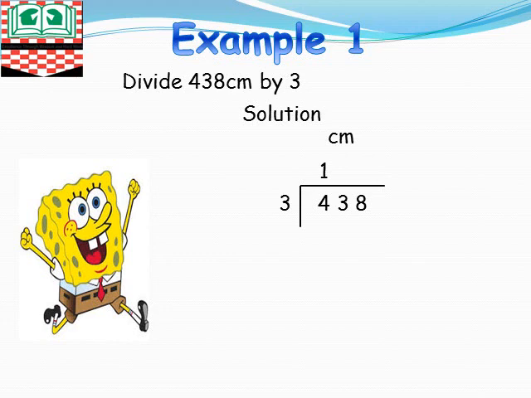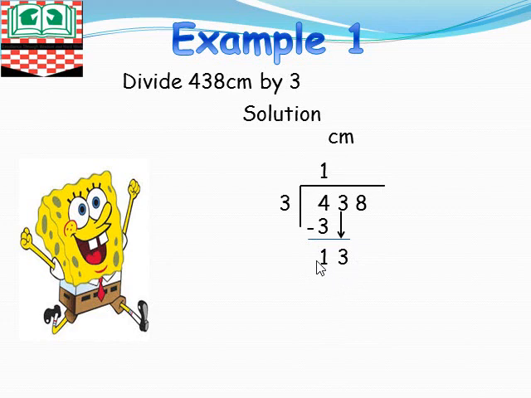Now the next thing is what? Multiplication. 1 times 3. This 1, which is the answer we got, times 3 gives us 3. Then what's the next step? Subtract. So 4 minus 3 gives us what? 1. The fourth step, bring down 3. Very good. So now we have 13. So what do we do now? We repeat. We start all over again.